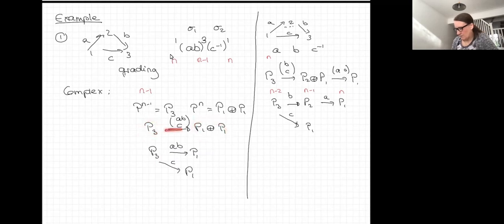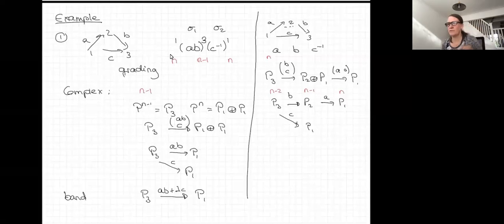So this is a string complex, but we could construct a band complex. Let me write one down. For example, if the field is algebraically closed, we could have something of the form AB plus lambda C into P1, and then this is a band complex, but of course there exists one for every indecomposable module over a polynomial ring. Okay, so these are the band complexes and string complexes.